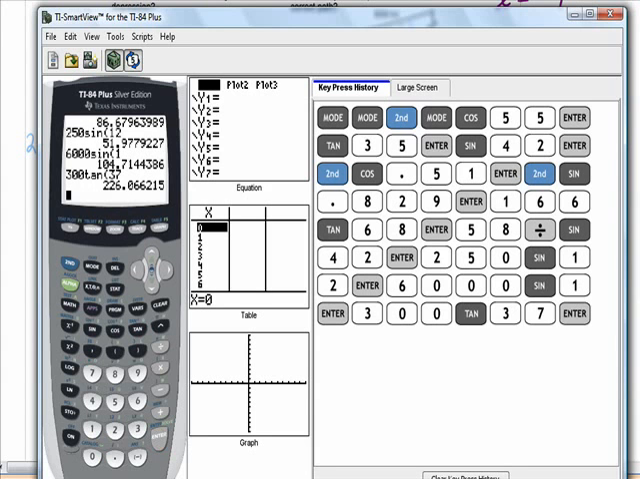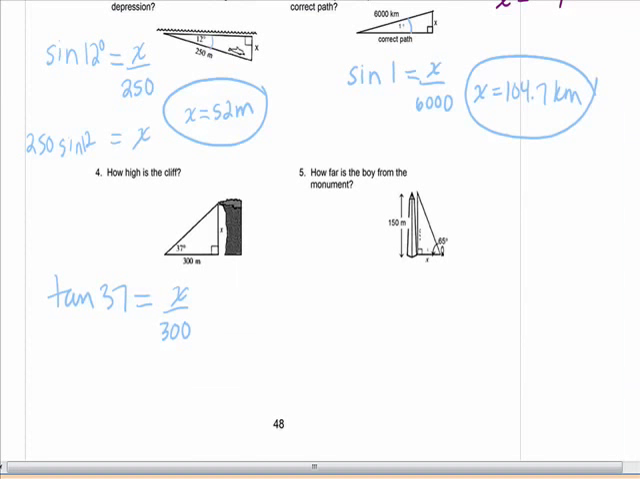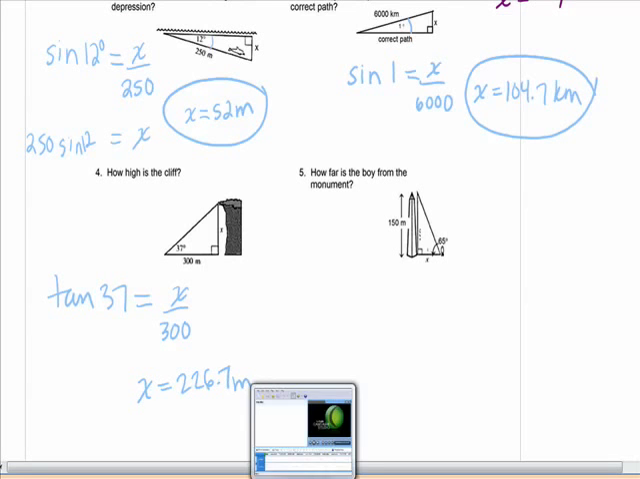Enter. 266.1. 226. Oh, I have it right there. And look, I said 266. I must have had a long day. 226.7 meters. All right, let's see how you guys did on number 5.